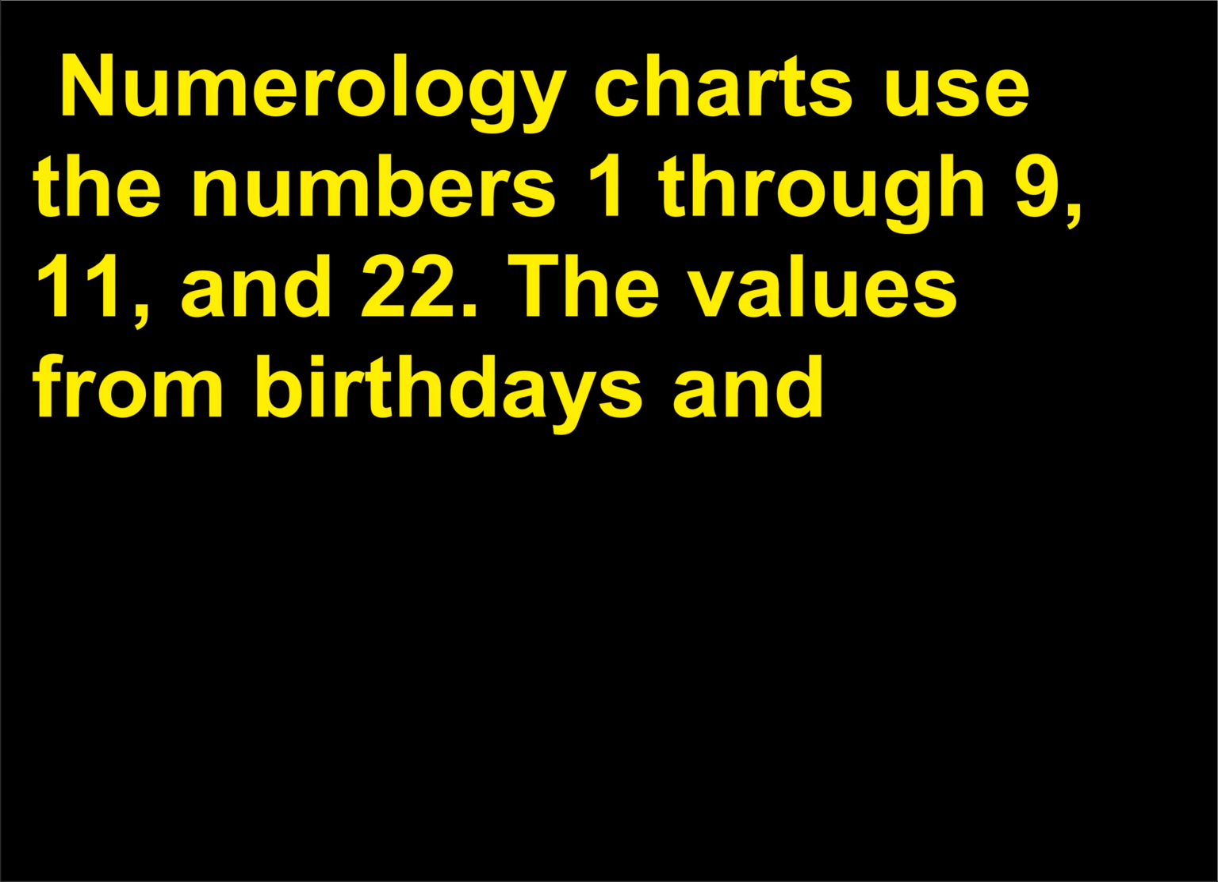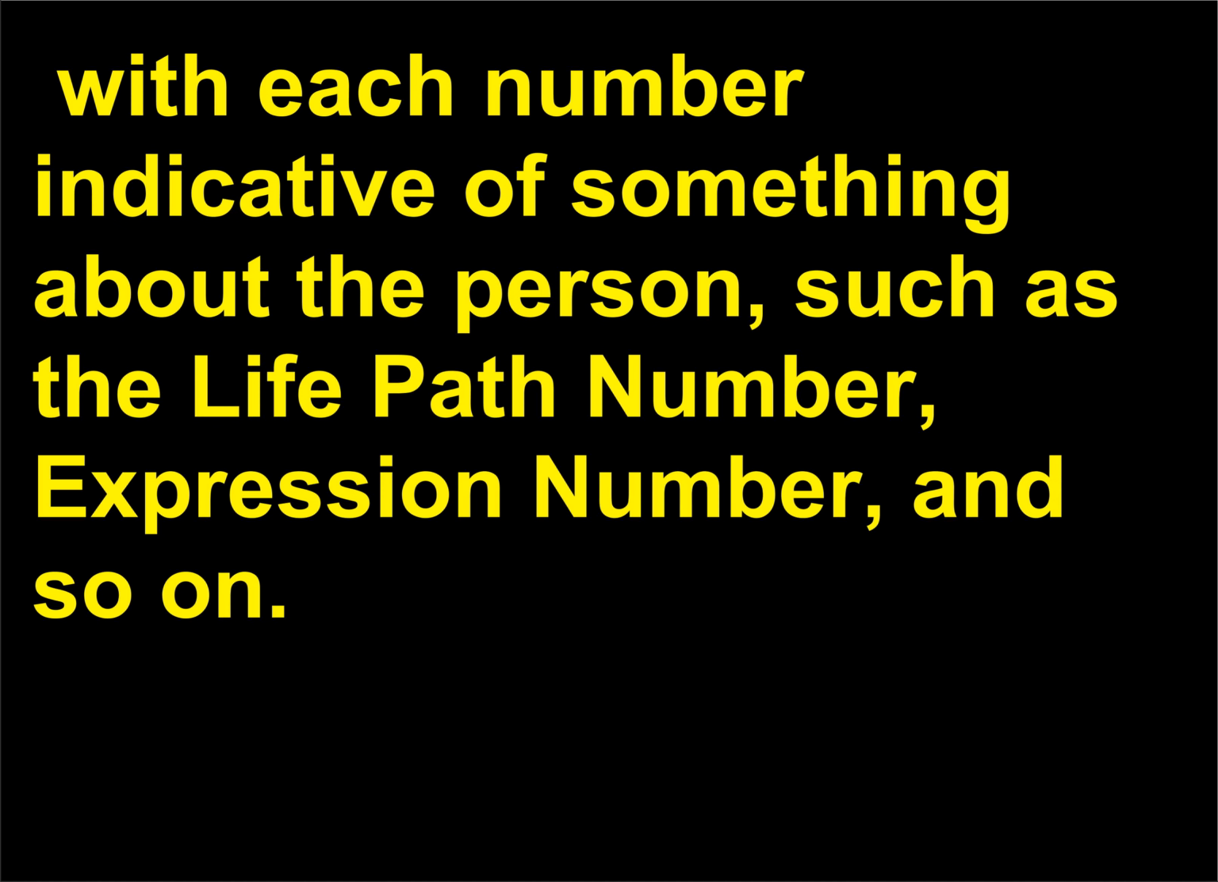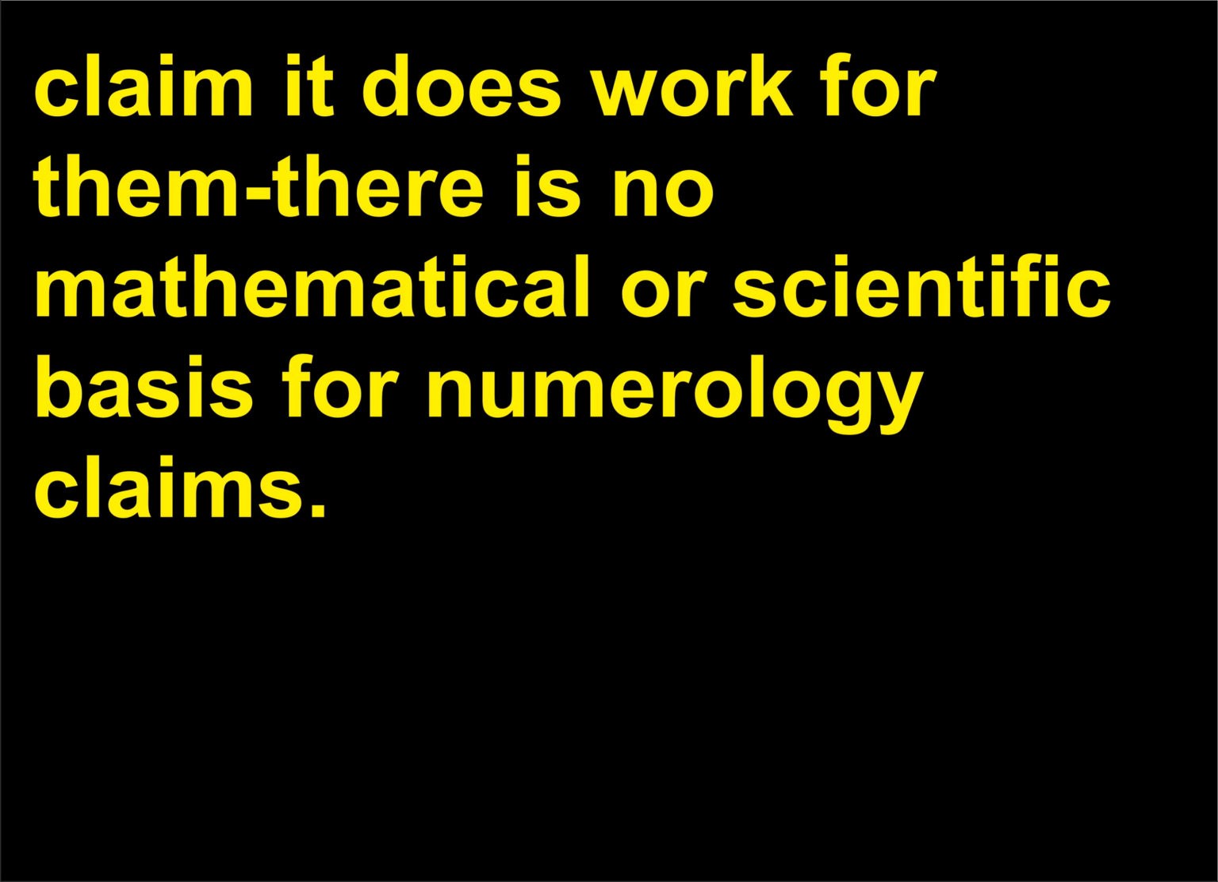Numerology charts use the numbers 1 through 9, 11, and 22. The values from birthdays and names are divided so that they equal one of these numbers, with each number indicative of something about the person, such as the life path number, expression number, and so on. Although many people use numerology to make life plans or decisions, and some people claim it does work for them, there is no mathematical or scientific basis for numerology claims.